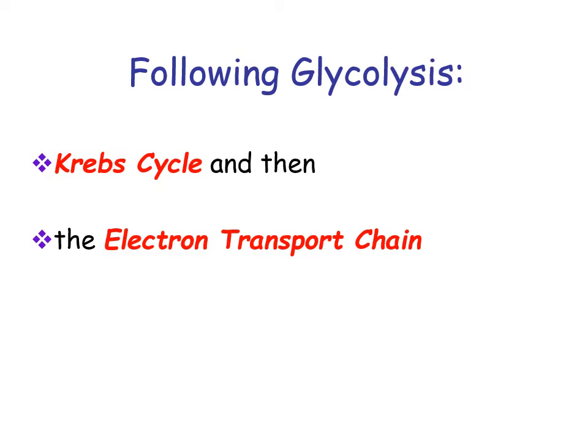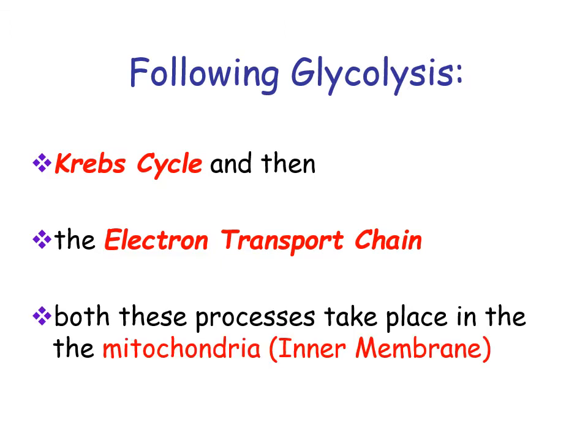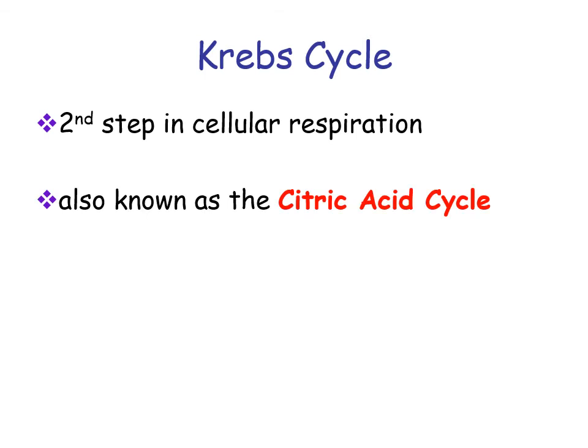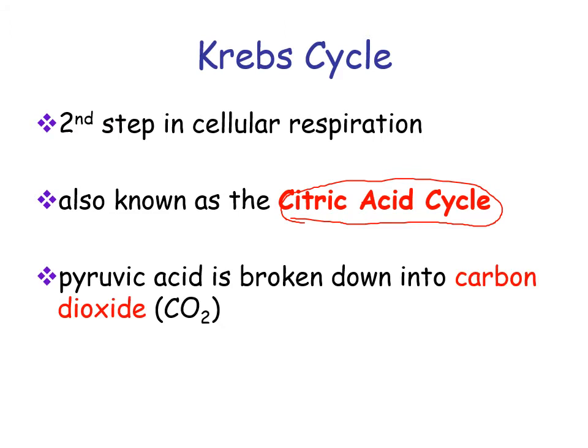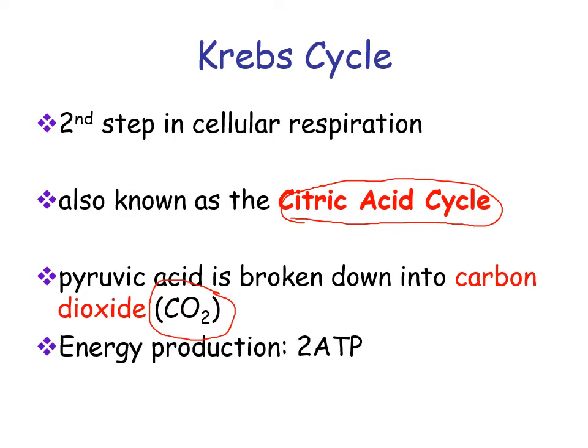So following glycolysis, the pyruvate will go into the mitochondria, enter first into the Krebs cycle, and then it'll enter into the electron transport chain. Both of these processes are occurring along the inner membrane of the mitochondria. So here we have the Krebs cycle. It is also sometimes referred to as the citric acid cycle. And here the pyruvic acid is broken down into what we commonly refer to as one of the products of cellular respiration, that's carbon dioxide. So carbon dioxide is going to be produced in the Krebs cycle.